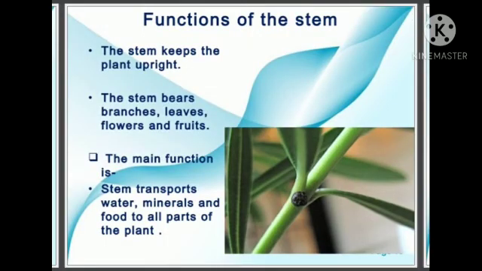Next is the functions of the stem. Stems keep the plant in an upright position. They hold the plant upright. They give support to different parts of the plant. Stems help branches and leaves to spread out, and this helps leaves to receive sufficient sunlight to carry out photosynthesis. Stem also bears different flowers, different fruits, and transports water and minerals from roots to leaves. It also carries food which is prepared by leaves to different parts of the plant.